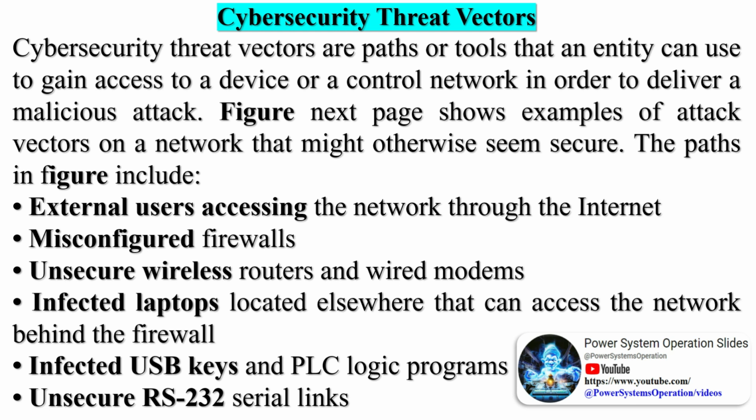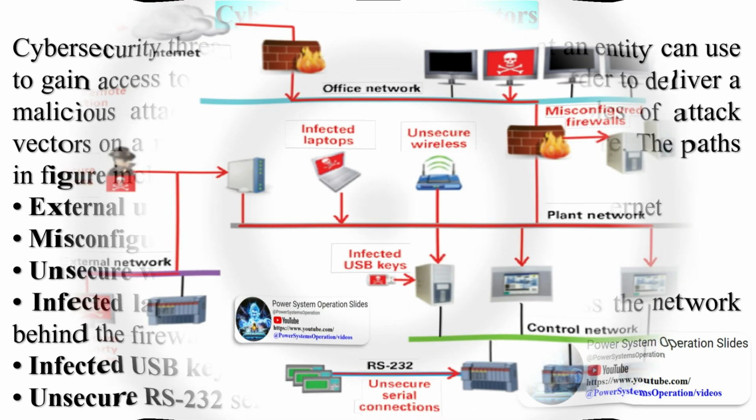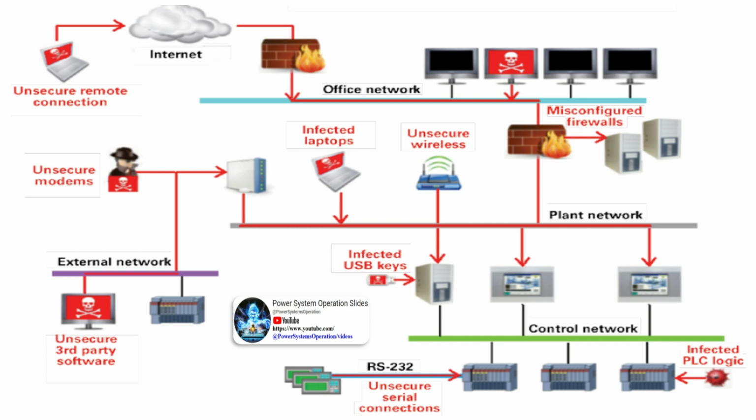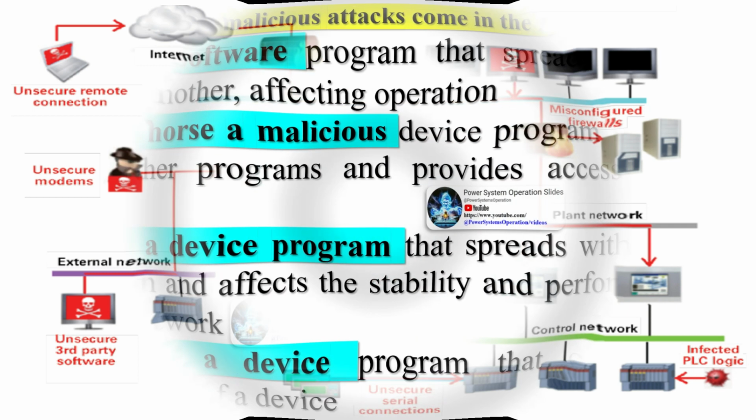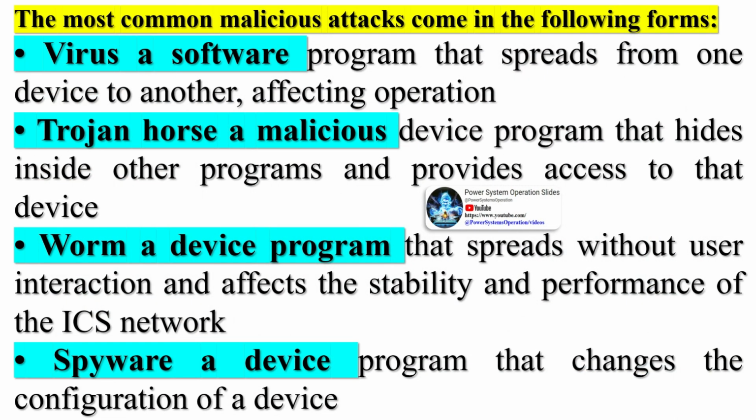The paths in the figure include external users accessing the network through the internet, misconfigured firewalls, unsecure wireless routers and wired modems, infected laptops located elsewhere that can access the network behind the firewall, infected USB keys and PLC logic programs, unsecure RS-232 serial links. The most common malicious attacks come in the following forms.